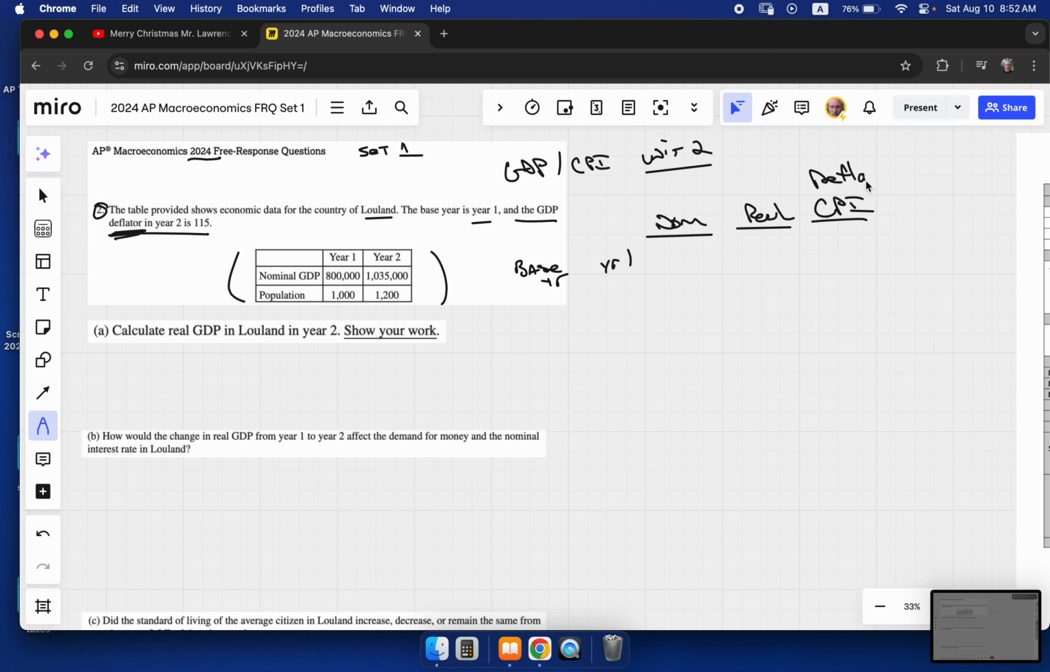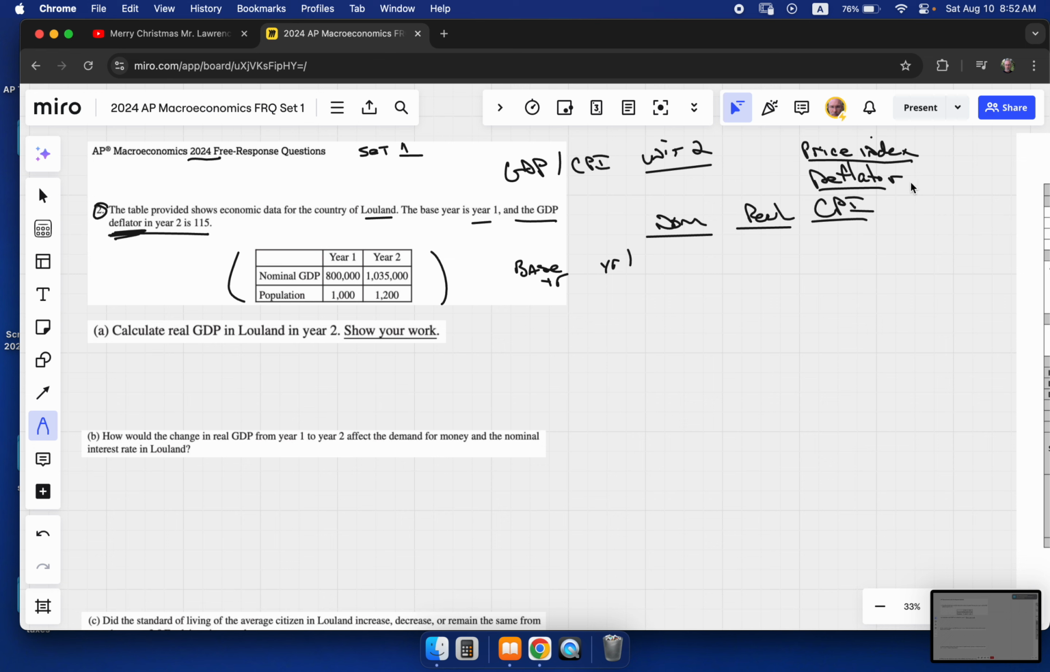So recognize that they gave us a deflator, but technically for mathematical purposes, your deflator and your CPI are treated the same way. They can use the word price index. Both of these are a price index. They're just measures of inflation. That's what a price index is. It measures the costs or the prices of goods in society.